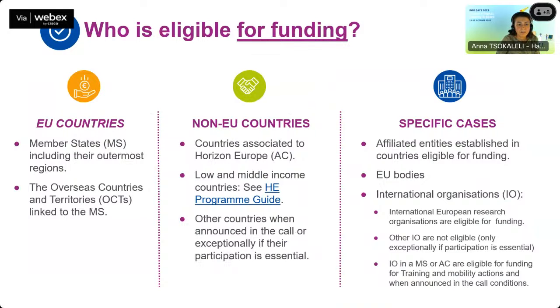Thank you. In this slide, you see who is eligible for funding. Of course, member states, including their outermost regions, the overseas countries and territories, countries associated to Horizon Europe, low and middle income countries, and any other countries when announced in the call or, exceptionally, if their participation is essential. Affiliated entities are also eligible for funding if they are established in countries eligible for funding, EU bodies, and EU research organizations. Next slide.